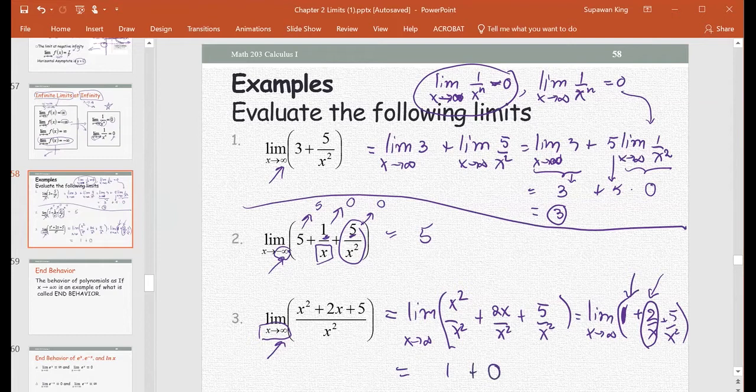And how about 5 over x squared? The same thing. Yes, it's going to be the same. So the 2 over x approaches 0 because 2 divided by a larger and larger quantity approaches 0. Similarly, 5 over x squared approaches 0 as well. So the result of this limit is going to be 1.